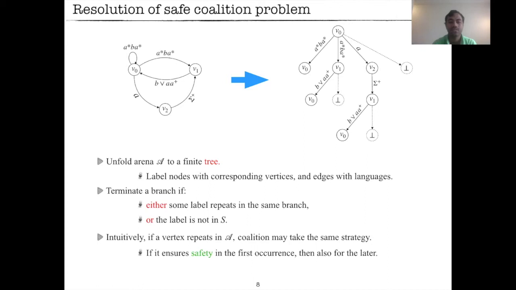The idea behind the stopping criteria is that if a vertex repeats in the arena A, then the coalition may take the same strategy as in its first occurrence. Because if it ensures safety in the first occurrence, then it also ensures safety for the later occurrences. And this is the case particularly for a safety objective.